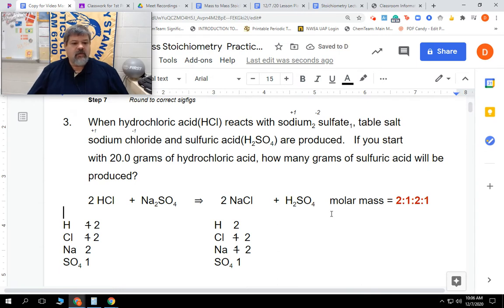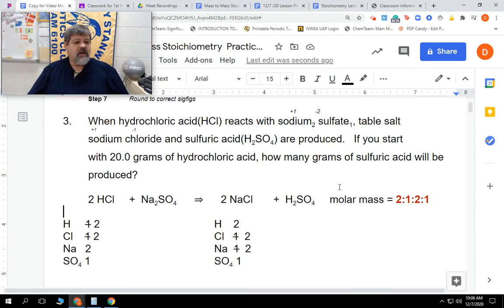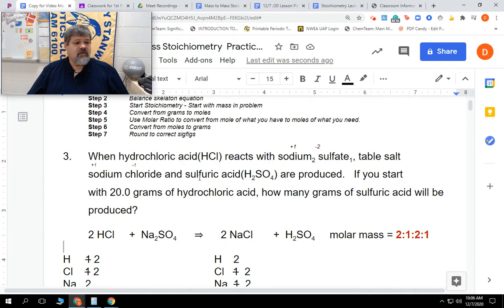So when you're calculating the molar mass, you have to show that. Once I have the molar mass, I have that center part in the stoichiometry problem. So let's go back to what we need to do. We have our balanced chemical equation, and we have to start our stoichiometry problem. We're going to start with the mass in the problem. So here's the mass in the problem. I have 20 grams of hydrochloric acid. I need to figure out how many grams of sulfuric acid will be produced.